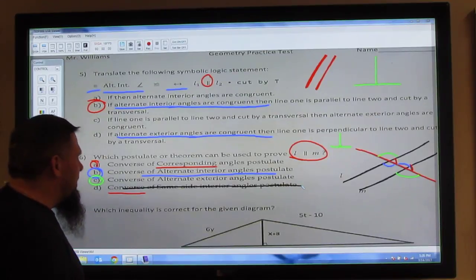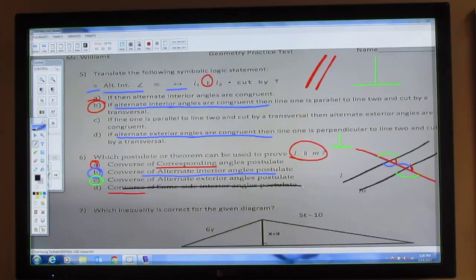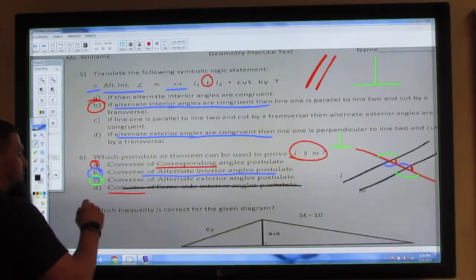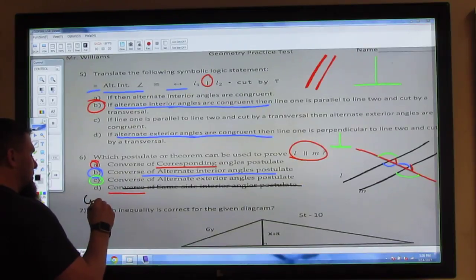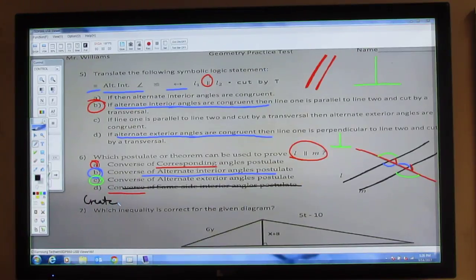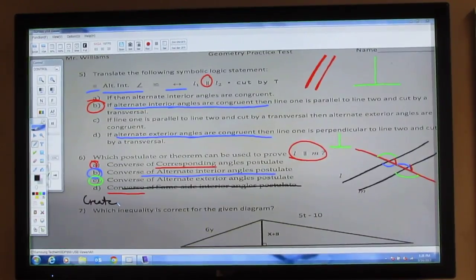So let's look at 7. Let's see what it means. Which inequality is correct for the given diagram? In this case, I want you to label, create an inequality that's correct for the diagram. An inequality means greater than, less than, or equal to, stuff like that, right?